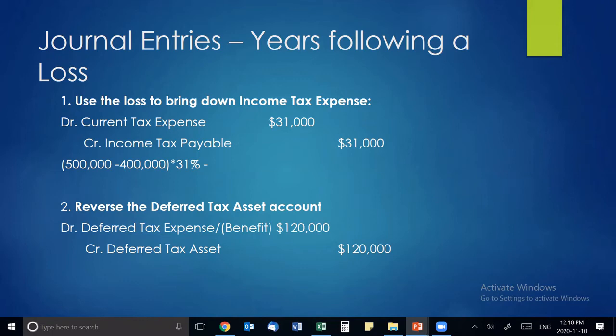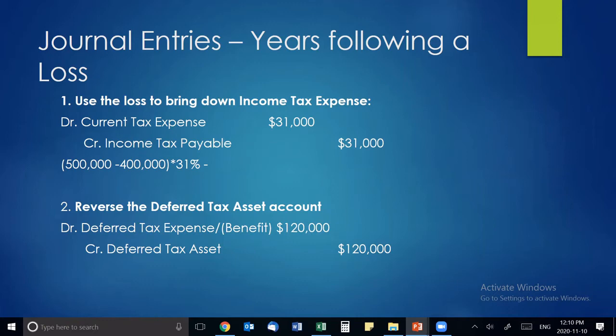So we're only paying $31,000 instead of that $155,000 that we thought we would have to pay, because we had that $400,000 of a loss that we used up. So we're going to debit current tax expense for only $31,000, and we're going to credit income tax payable for $31,000. So this is assuming that we didn't do our first journal entry in step number 1 of the $155,000 yet. If we did, then we would just bring down that $155,000 to the $31,000.